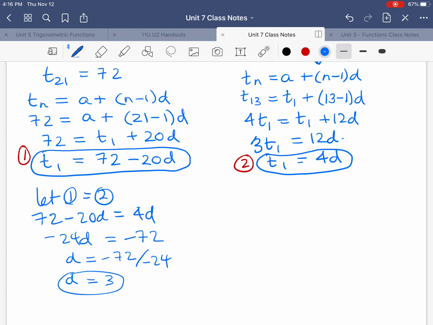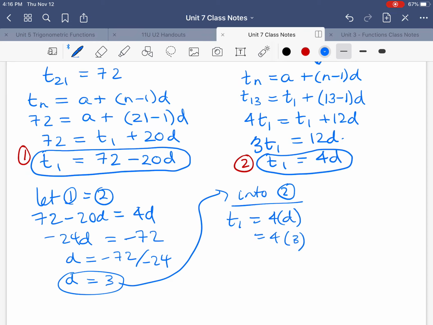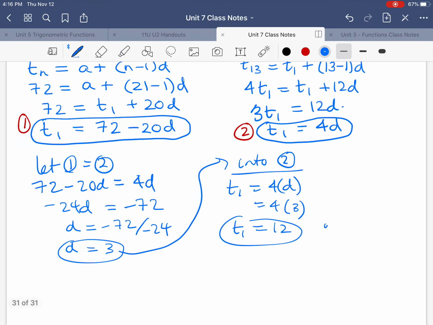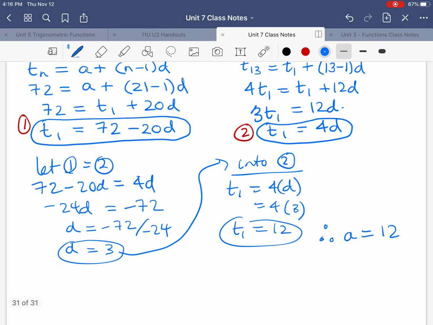We're going to use that information to solve for T1, so we put this into equation 2. T1 is equal to 4 times D, which is 4 times 3, which is 12. So T1 is equal to 12, and remember, this is the same as A. Therefore, A is equal to 12. That was our key piece of information that we needed in order to solve for our final sum.